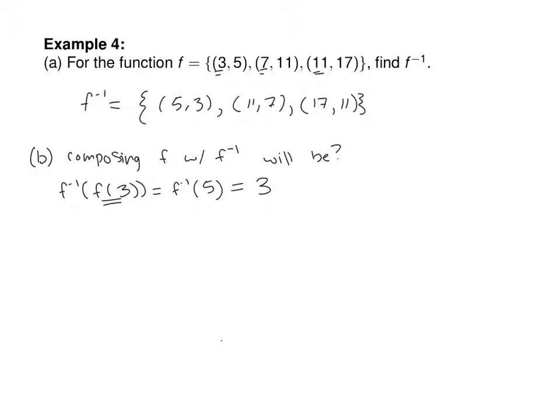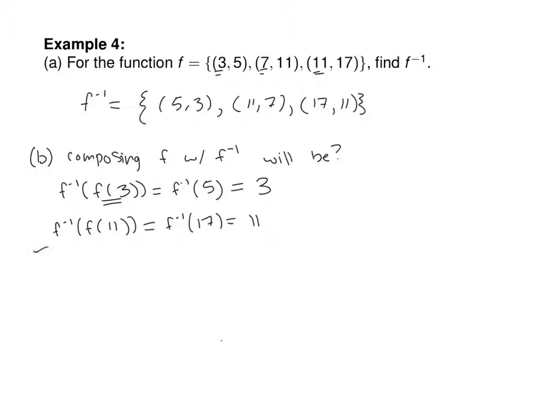So let's try, maybe 3 was special. Let's try another one. f inverse of f of 11. So that's f inverse of, what's f of 11? 17. And what's f inverse of 17? 11. Do you see what I mean by like undoing, like opposites? This f inverse seems to undo that f. Does that make sense? That's what inverses do. That's their job in life, is to undo each other.